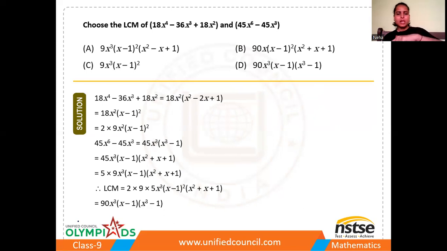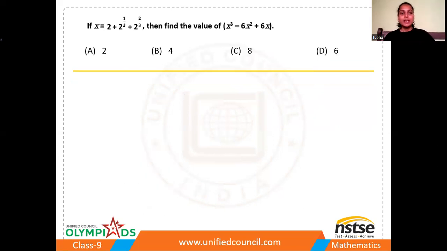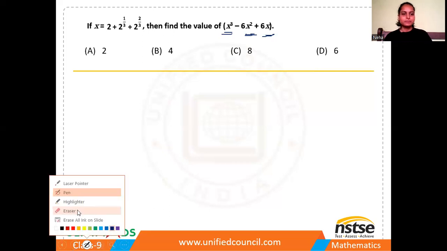Alright, perfect. Then let's move to the next question. Here is the next question. The next question says that if x is equal to 2 plus 2 to the power 1 by 3 plus 2 to the power 2 by 3, then find the value of x cube minus 6x square plus 6x. This question has some calculation, but only a little bit, not very lengthy.